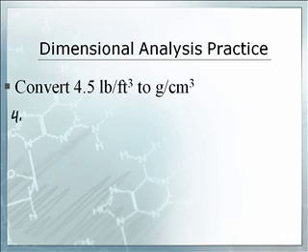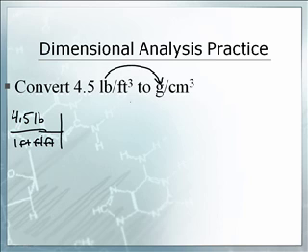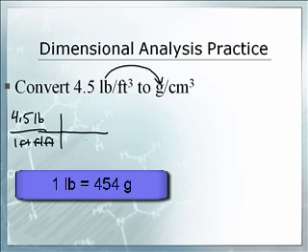4.5 is written with slashes, so I'm going to write pounds per 1 foot, no slashies. 4.5 pounds per foot. Now I've got to go from pounds to grams. That's just a one-stepper. Pound to gram: there's 454 grams in a pound.